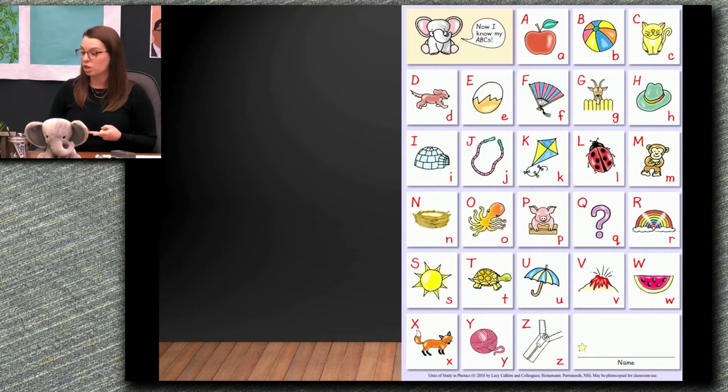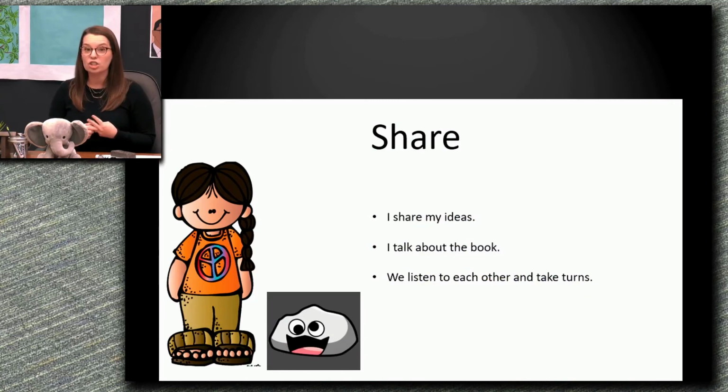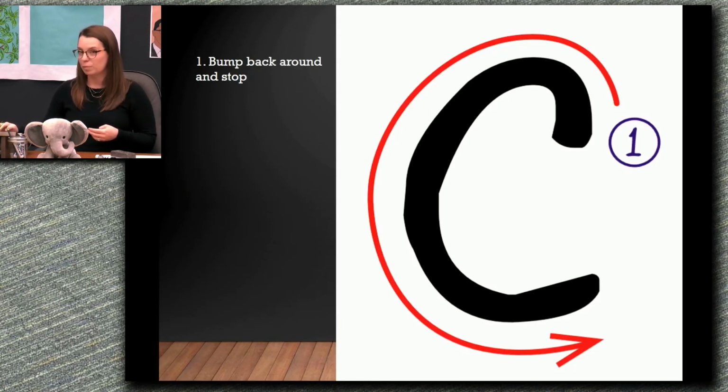Okay, we used it. We read our alphabet chart. You got to share your ideas. Should we practice writing some of our old favorite letters? All right. Name this letter. C. Sound this letter.